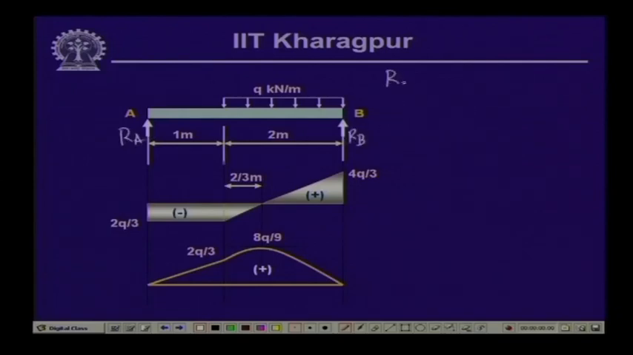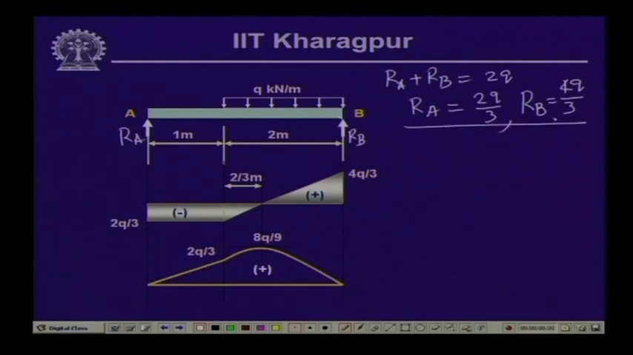Now, R A plus R B is equal to the vertical load, which is twice Q, and if we take the moment of all the forces with respect to B, we get the value of R A as twice Q times 1 divided by 3. So, this gives us 2 Q by 3, and correspondingly R B is equal to 4 Q by 3. So, these are the values of the reactive forces.